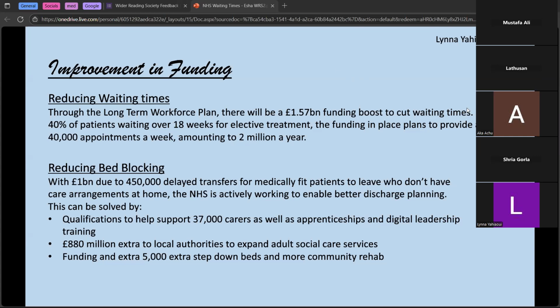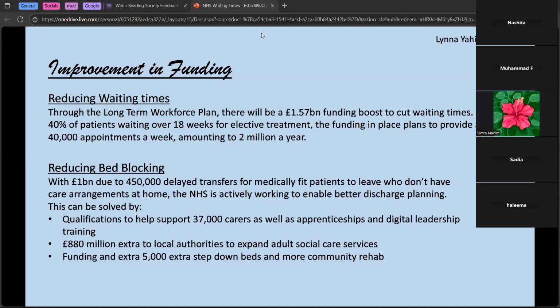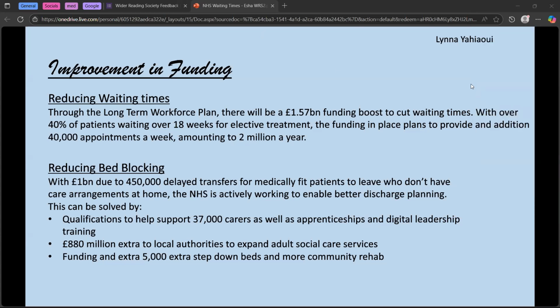So, improvement in funding. Improvement in funding solves many issues of NHS waiting times by reducing bed blocking, waiting times, and increasing recruitment. The government is reducing waiting time through funding the NHS £1.57 billion to provide more appointments and treatments for patients. The aim is to ensure patients receive the right elective treatment within 18 weeks, issuing an additional 400 to 700,000 treatments a year. This creates space for 2 million appointments a year.